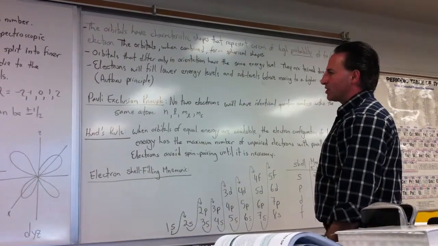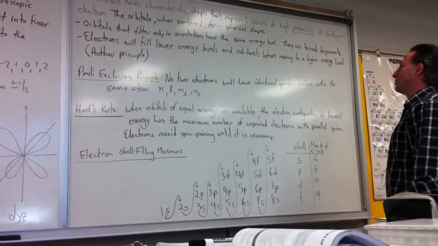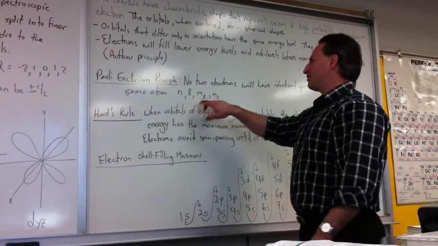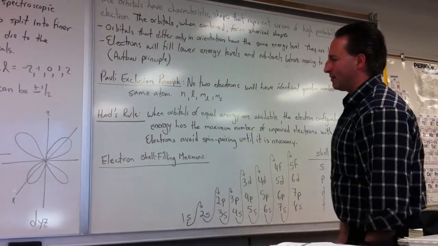The Pauli exclusion principle states that no 2 electrons will have identical quantum numbers within the same atom. So all 4 of these numbers have to be different for any 2 electrons within one atom.